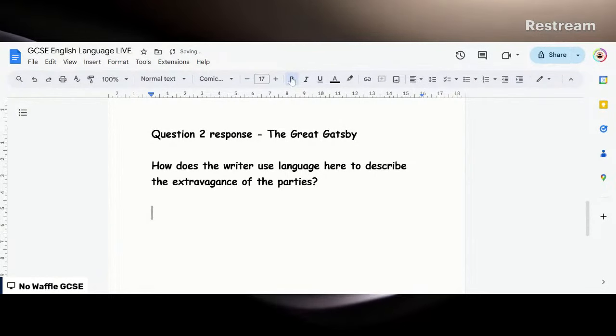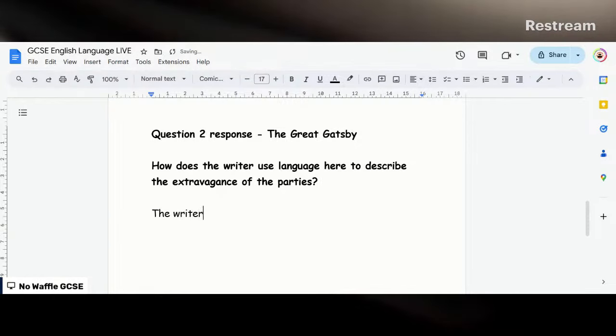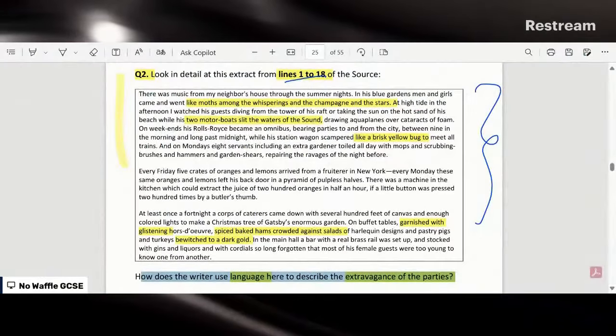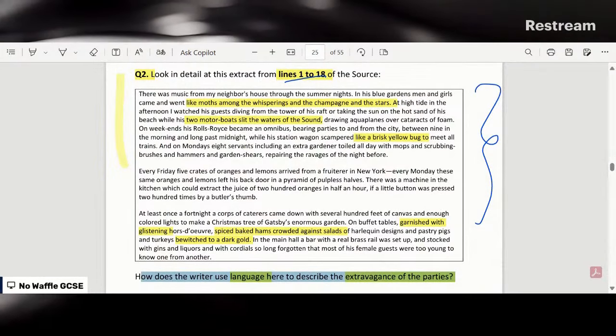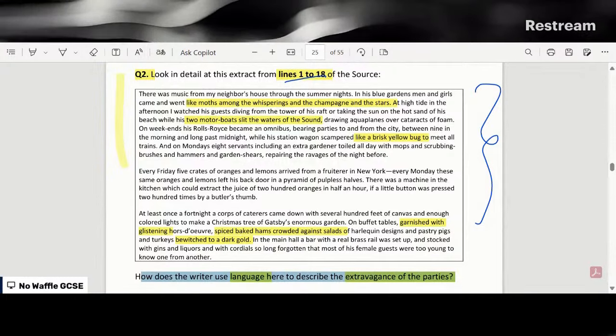Okay, I want to make this as clear as possible. So we can start by saying the writer... it's probably best to go with this in chronological order. So we've got "like moths among the whisperings and the champagne and the stars."